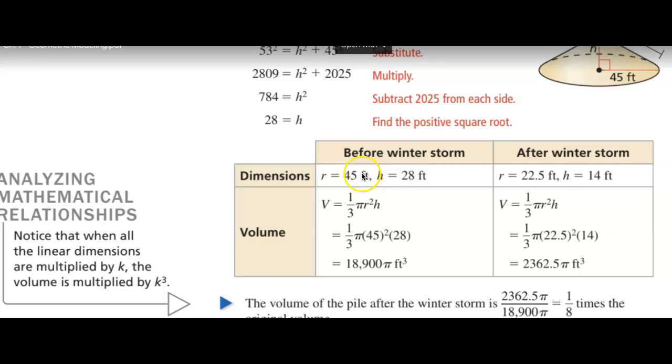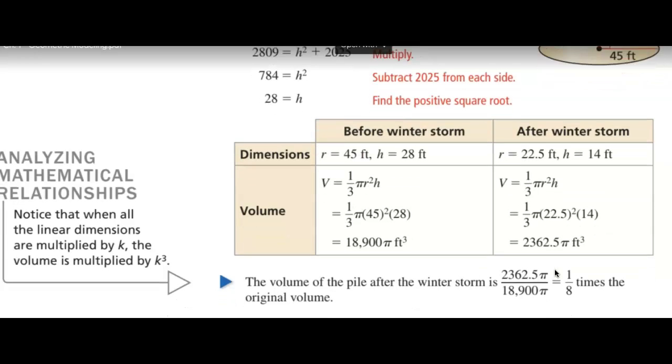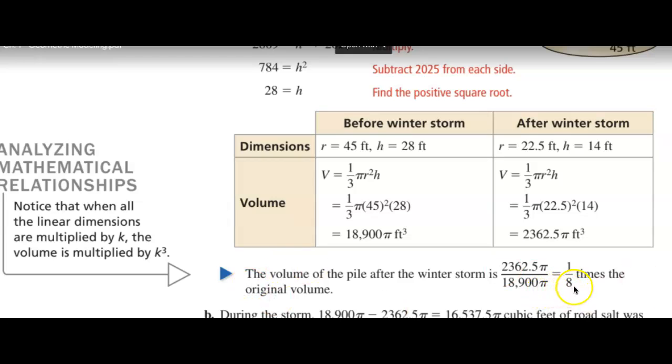So half of 45 is 22.5, half of 28 is 14. We plug those numbers into our volume equation, and we get 2,362.5 pi cubic feet. Okay? And so if we figure that out in terms of a fraction, it becomes 1/8.